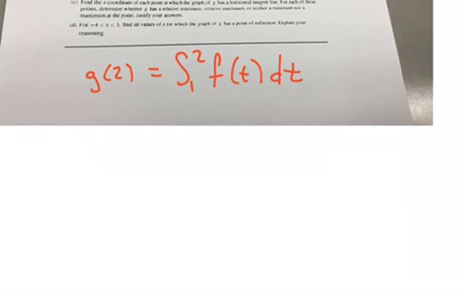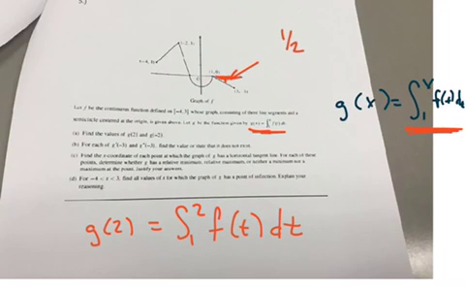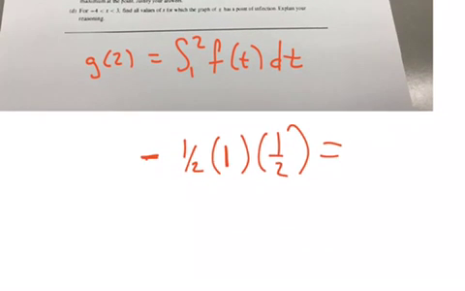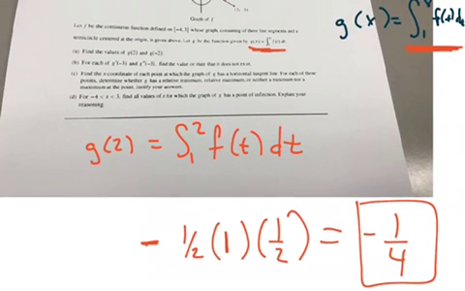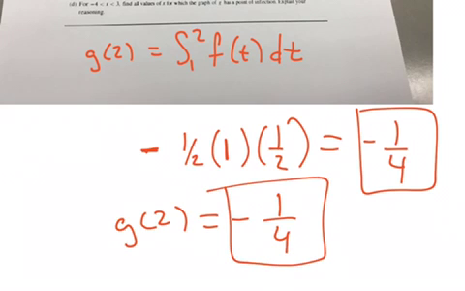So the area would be 1/2 base, which is 1, times the height, which is 1/2. And the whole thing is negative because this graph is below the x-axis. So this gives me -1/4. And there's the answer for the first part. So g of 2 is -1/4.